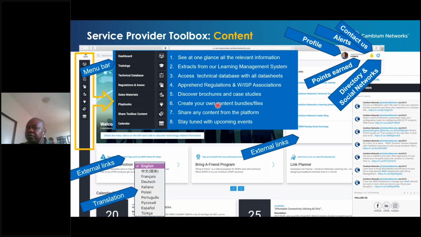I'm not going to go through the different tabs that you'll see, but if you have any questions on the service provider program or how to join, please don't hesitate.